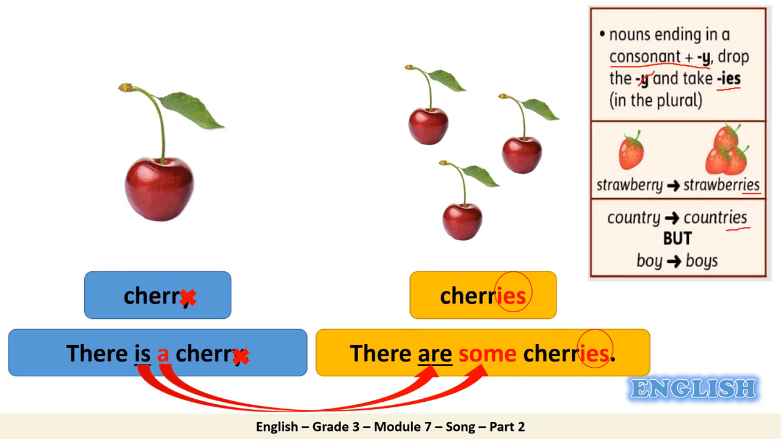But notice the word boy. To make boys, we just added S. Why is that? Because before the Y, we have a vowel. We don't want a vowel before the Y. We need a consonant so that we remove the Y and add IES. Well done. You learned all 3 spelling rules.